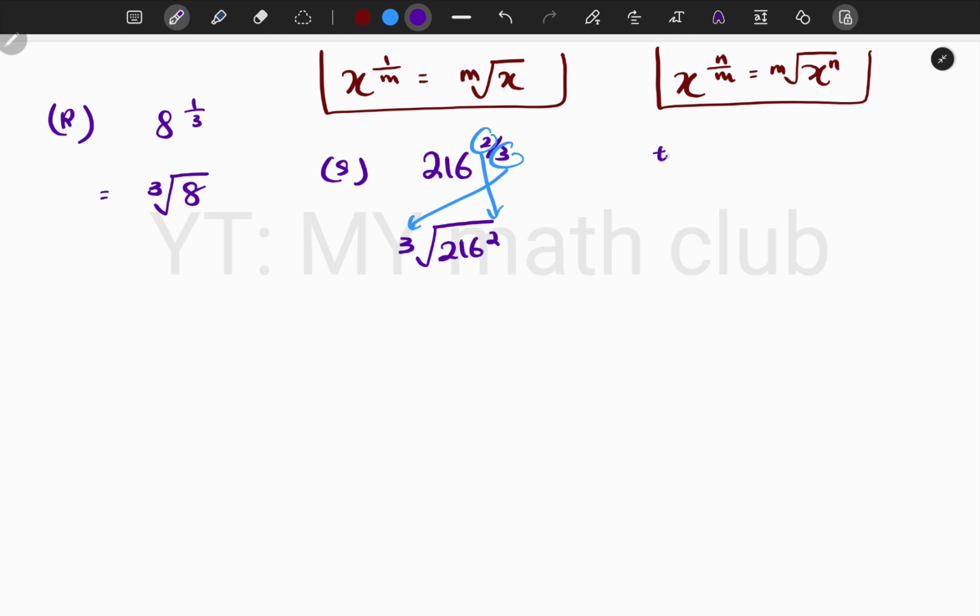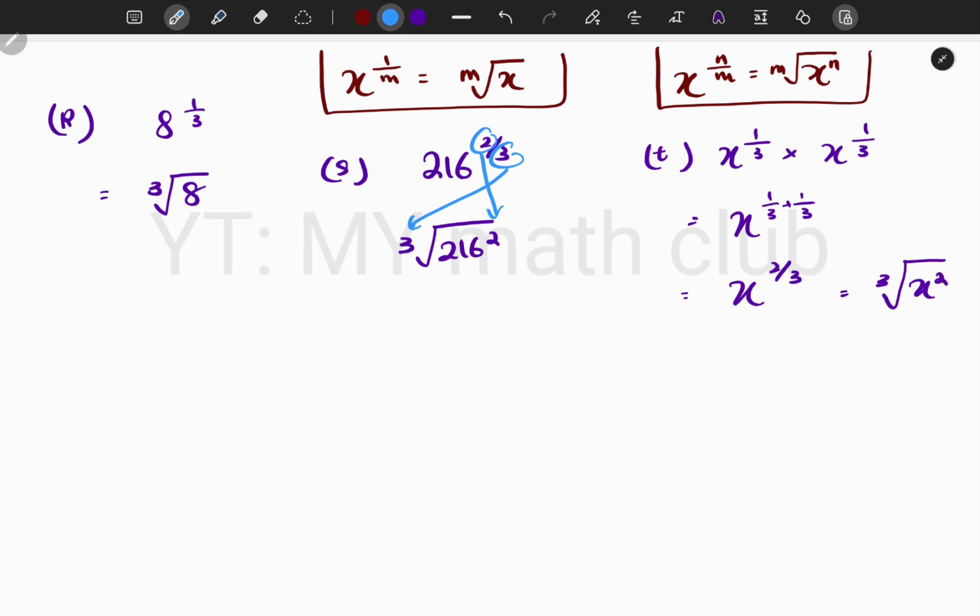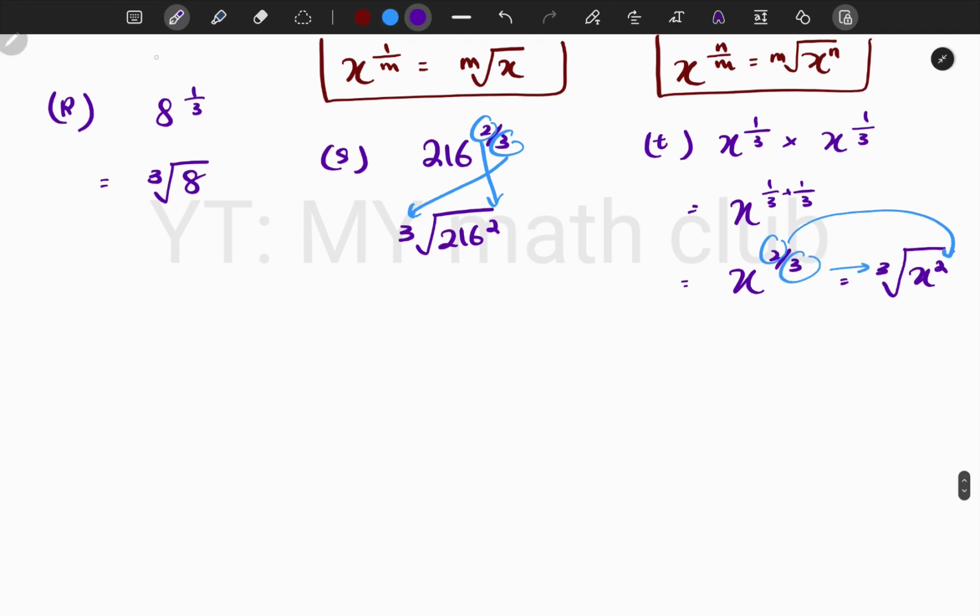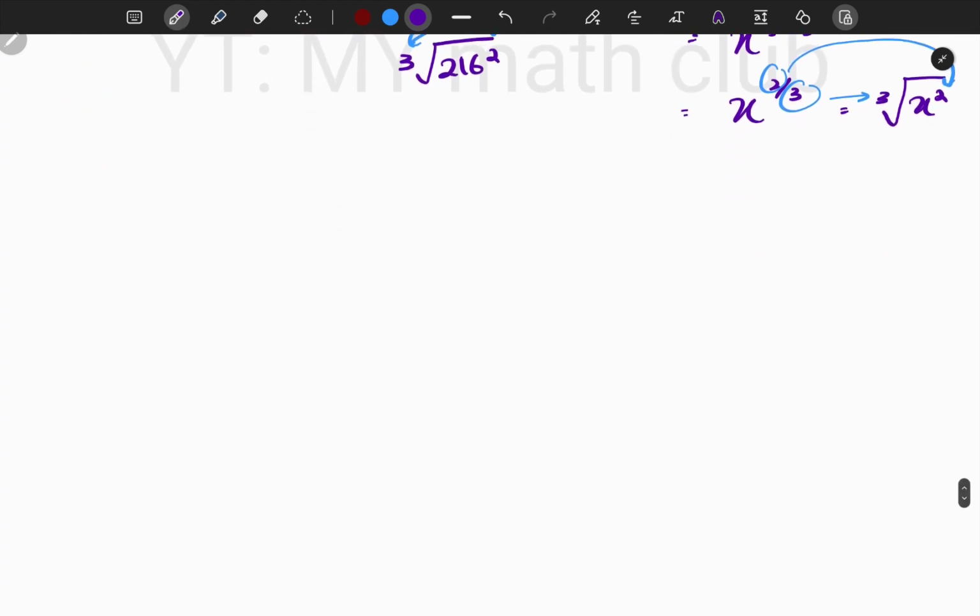Question T. x to the power of 1/3 multiplied by x to the power of 1/3. You can apply the first rule to add the powers together. So you have x to the power of 1/3 plus 1/3, which is x to the power of 2/3. And then only you simplify it as a root, meaning you have the cube root of x squared. The square comes from the numerator of this fraction and the cube root comes from the denominator of this fraction.